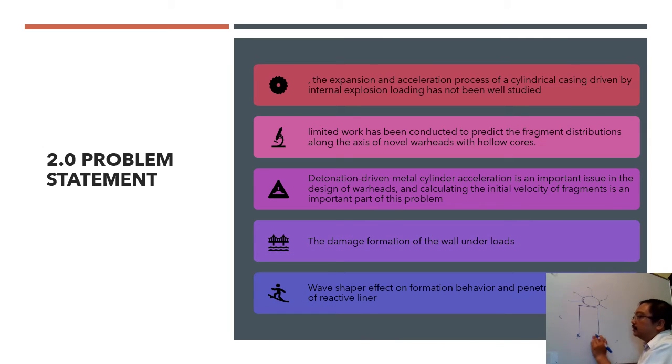This is a cylindrical casing. What will happen when the wave travels here? Does it affect the structure? Will it compress the structure or not? Given a target specimen like this. Limited work can be concluded to predict the fragment distribution axis of overhead on hollow core. Detonation-driven metal cylinder acceleration is an important issue in the design of warheads. Damage formation of walls under loads and the wave shaper effect of formation are among the things people have studied.